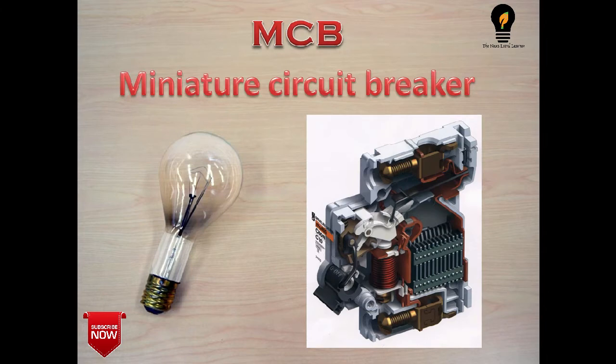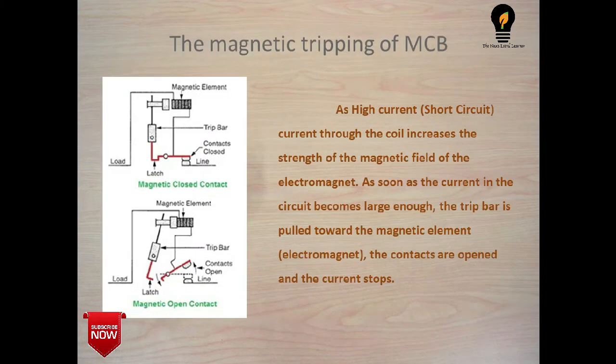So today we are going to learn about MCB. MCB stands for miniature circuit breaker. There are two types of tripping mechanism used in MCB. First one is magnetic tripping mechanism and the second one is with the help of bimetallic tripping.